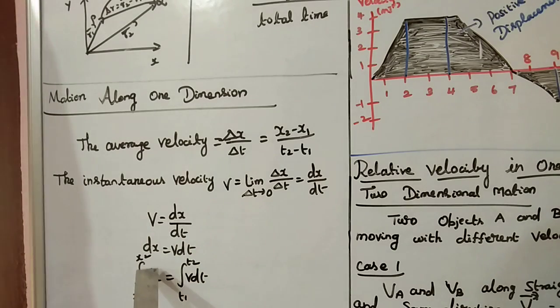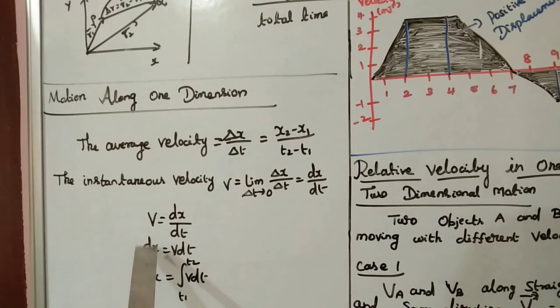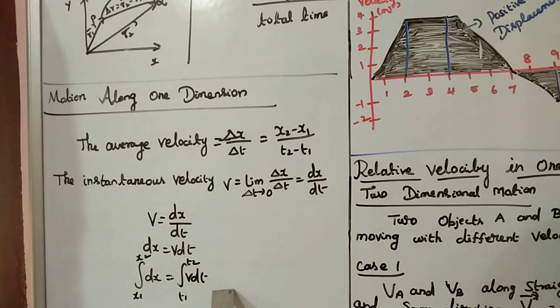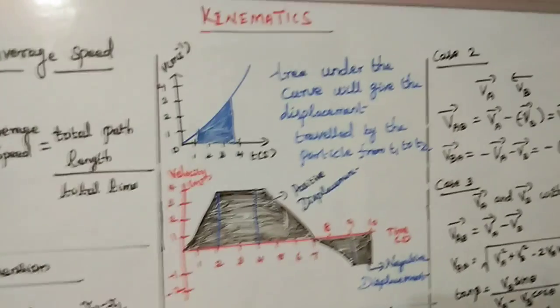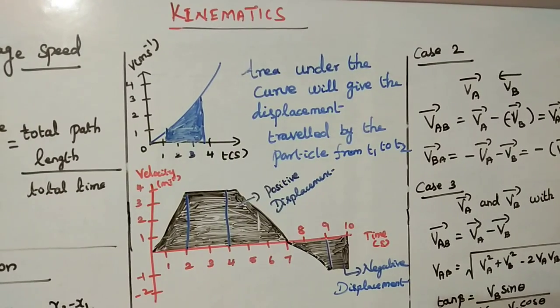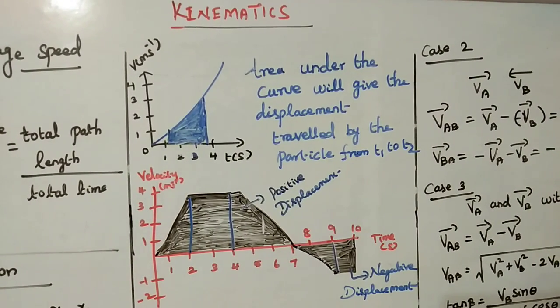We want to find the x value. Suppose we want to find x. We integrate this term. So the integral from x1 to x2 of dx equals the integral from t1 to t2 of v dt. This full term means the area under the graph. This dx is explained as displacement.